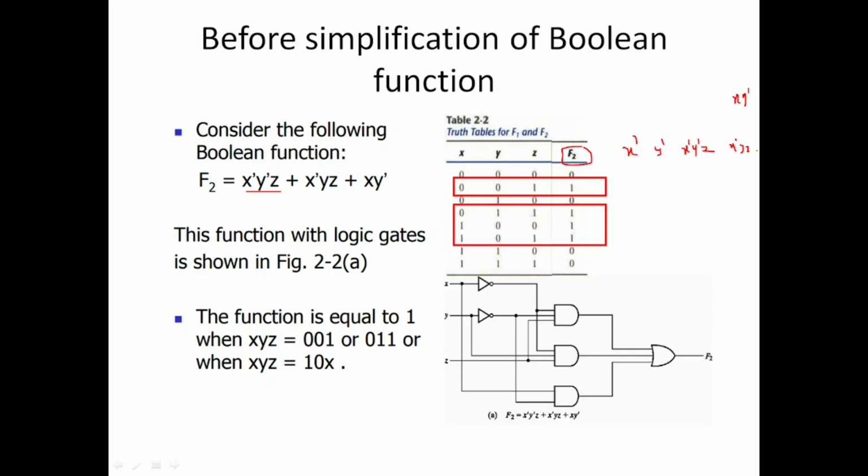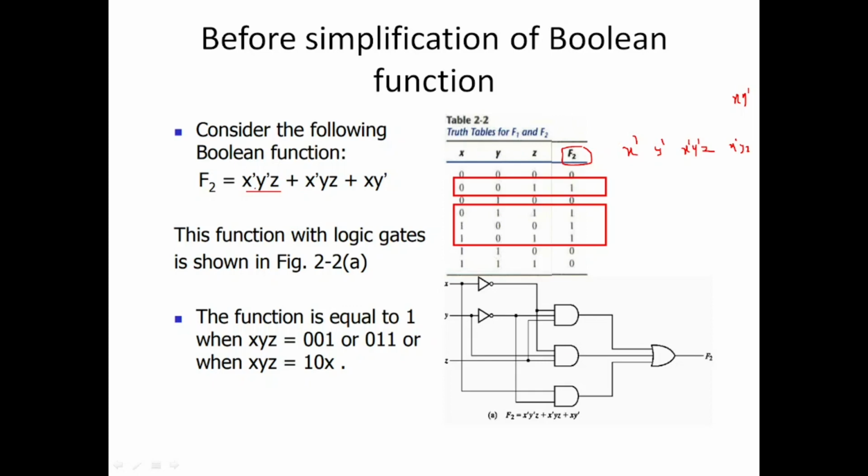And these three columns, the last three columns, are ORed so that we are able to find F2. So next is the circuit diagram implementation part here.